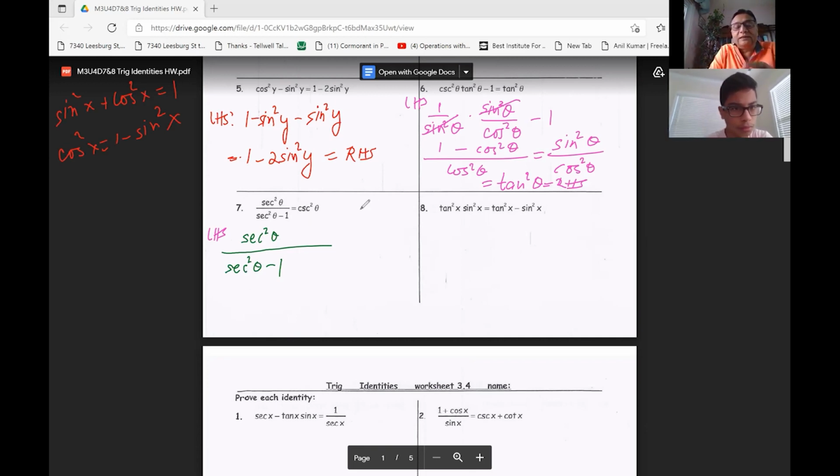I could do it and get the right hand side, but I'm not doing it purposely. Trying to show you that we could also do it like this. We could just divide by secant square theta, and we could also divide this by secant square theta. So in that case, what do we get in the numerator? In the numerator, we get 1. And in the denominator, when you divide, you get 1 minus 1 over secant square theta.